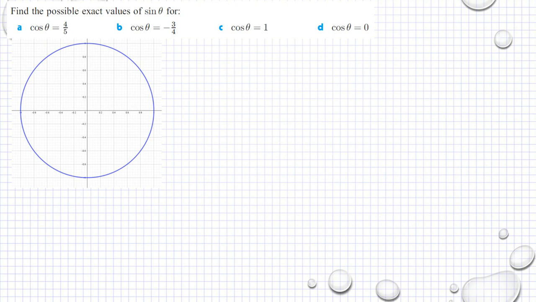Find the possible exact values of sine for cosine 4/5. So our x value is 0.8. So here we go. And this is our theta, cosine. We have x is 4/5. And then we're going to find sine theta. That is what we're going to find.